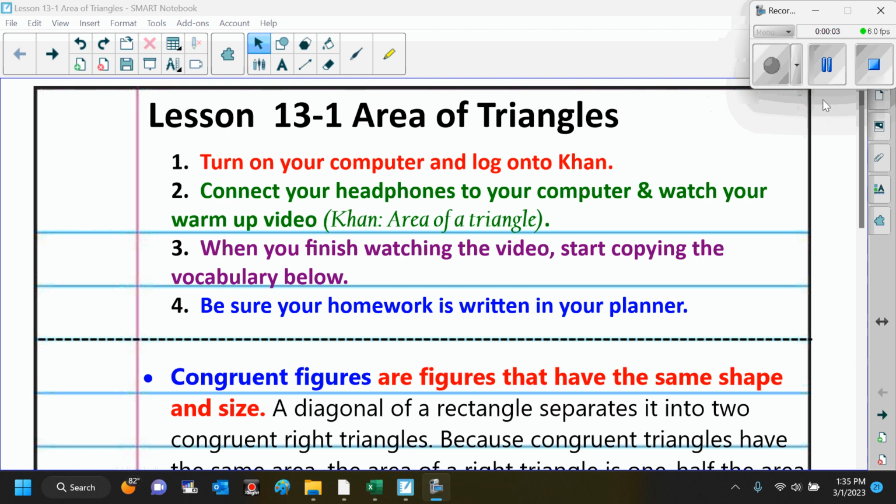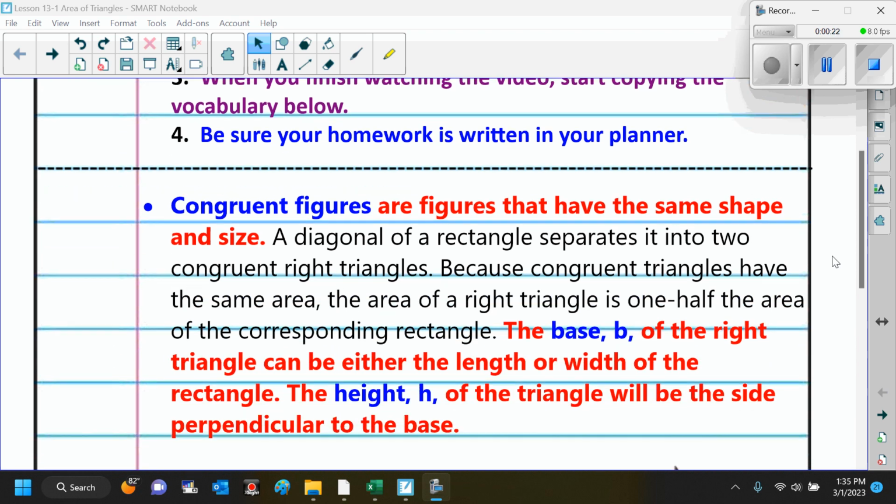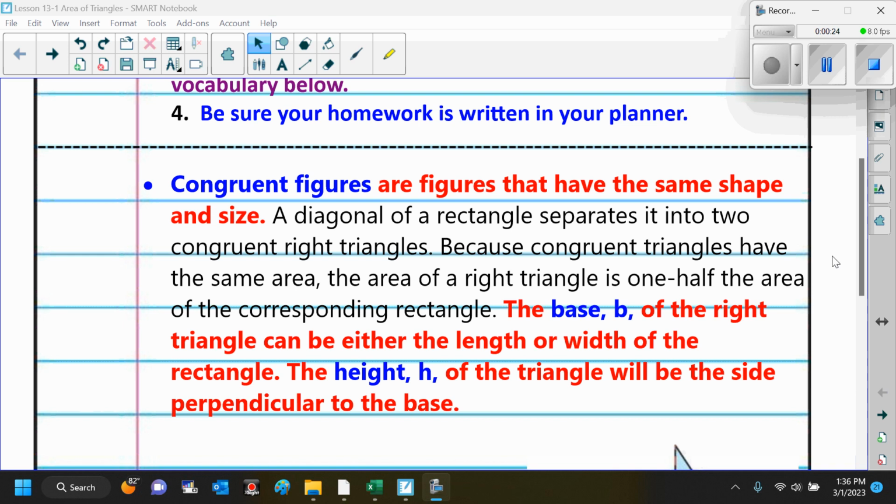Lesson 13.1 is area of triangles. The first thing we want you to do is watch the video in Khan, area of a triangle, and then make sure your homework is written in your planner. Once you finish watching the video, I would like for you to write this vocabulary in your notes, okay?